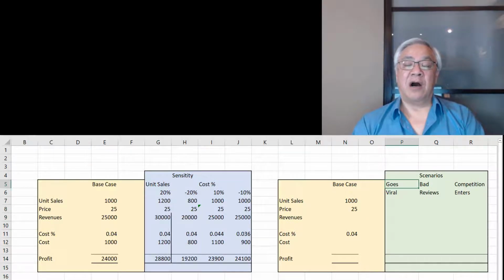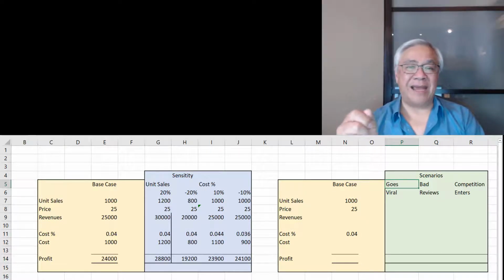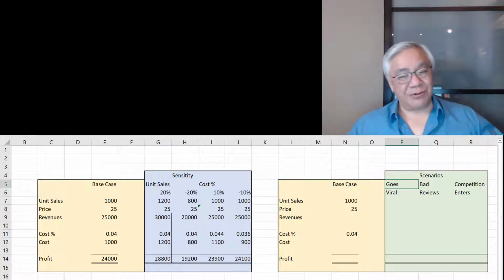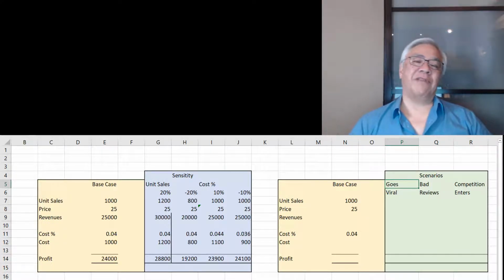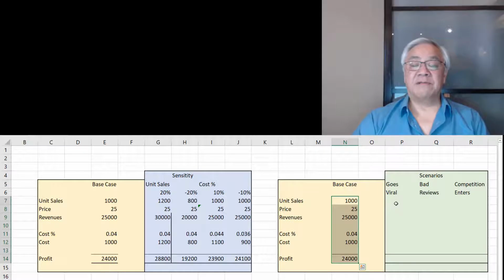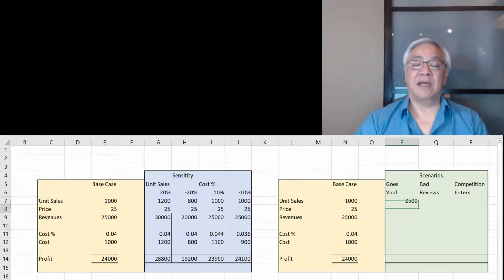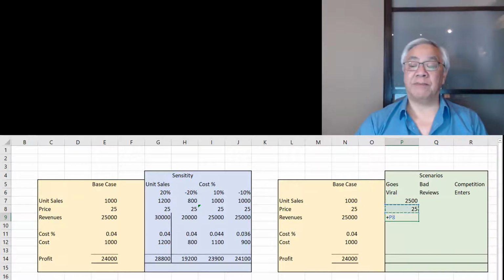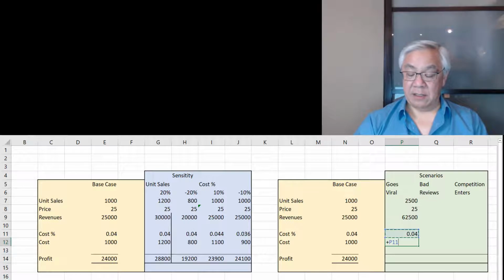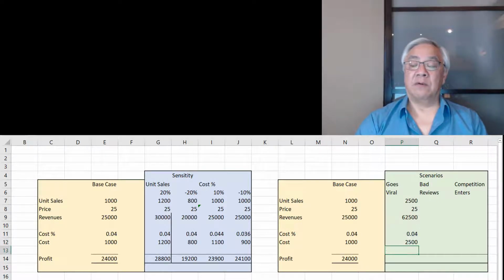All right, next on the right side, we'll do scenarios. Now scenarios aren't like doing one variable at a time, tweaking it, which is what we did in sensitivity. Now we're saying a scenario, like the scenario I wrote here, everything goes viral. So if it goes viral, the unit sales are going to go nuts. It's going to go to 2,500. And our price will still be the same because we didn't change price. So our revenues will jump because of our massive viral effect in our business. And our cost is still 4%, which means our total cost will be 2,500 and our profit.